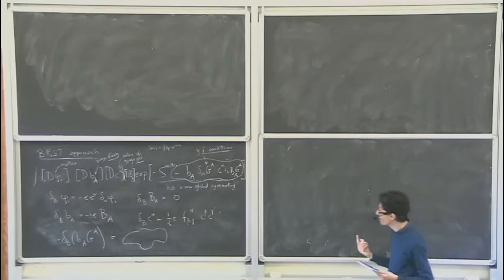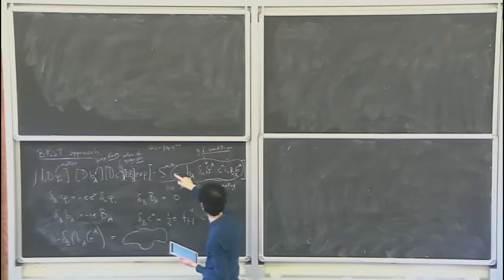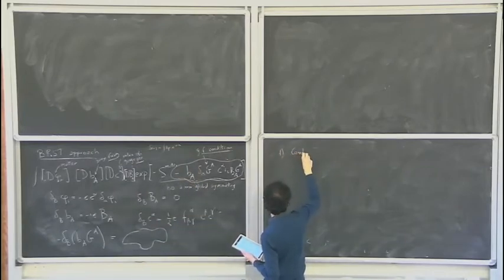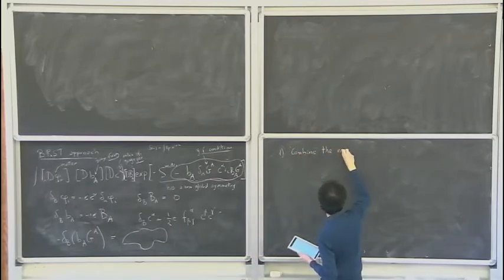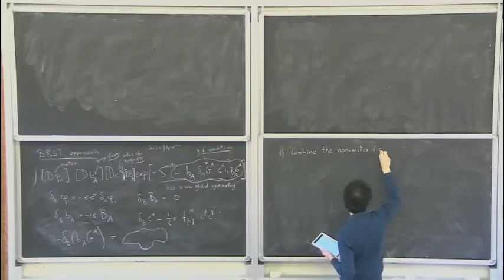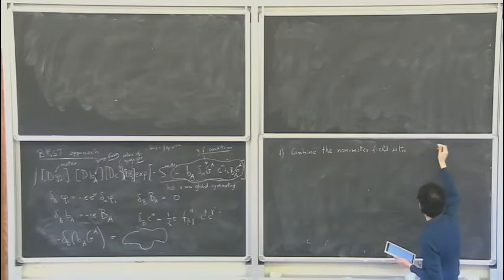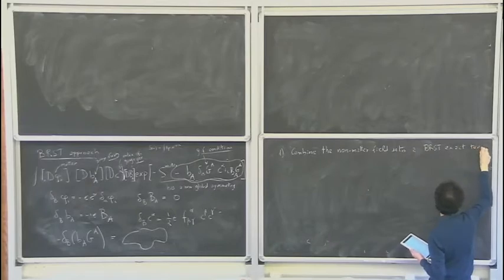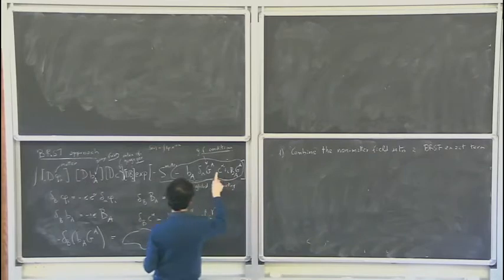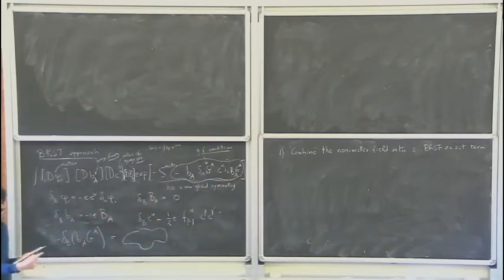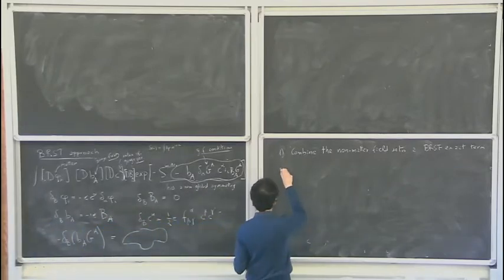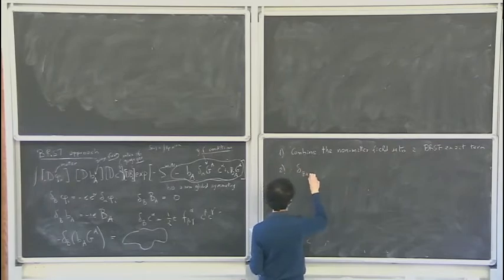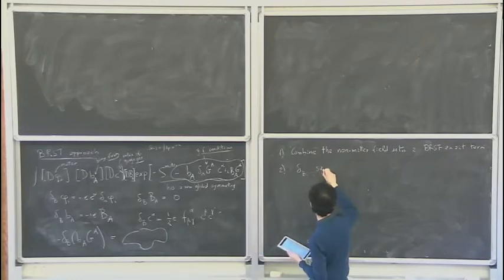So one of the key ingredients is that with these rules, you can combine, so key ingredient number one, combine the non-matter fields, and here I introduce just a bit of jargon that you see often, into a Q, a BRST exact term. We'll see more of this. So this is just a fancy way of saying that this bit, the non-matter part, is the BRST variation of something. It is a total derivative, if you want. Second ingredient: the BRST variation squares to zero.